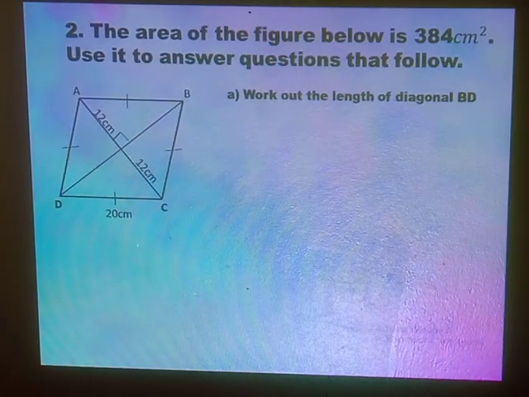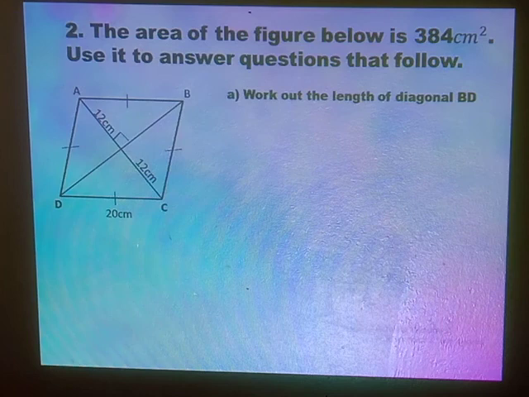Our example 2 is clearly there. It states the area of the figure below is 384 square centimeters. Use it to answer questions that follow. So our rhombus is clearly drawn there.